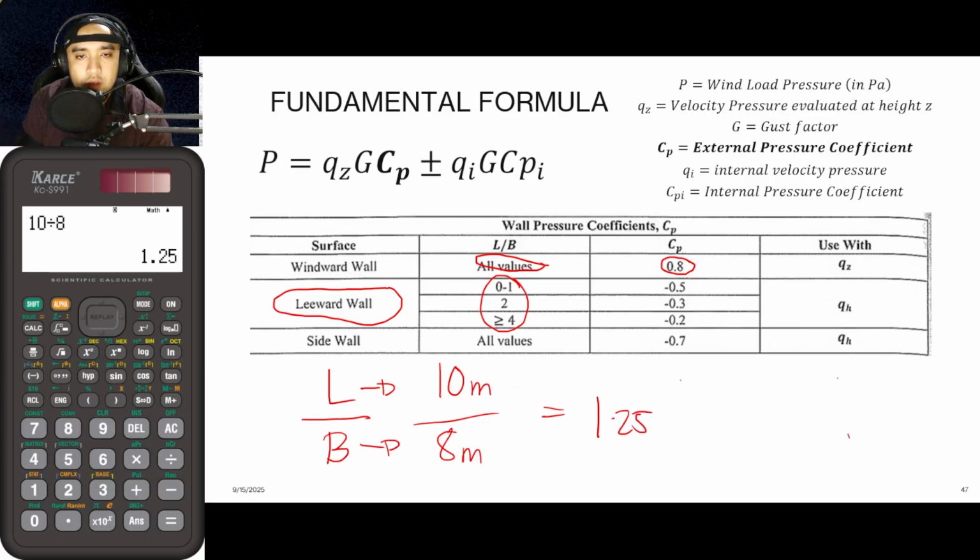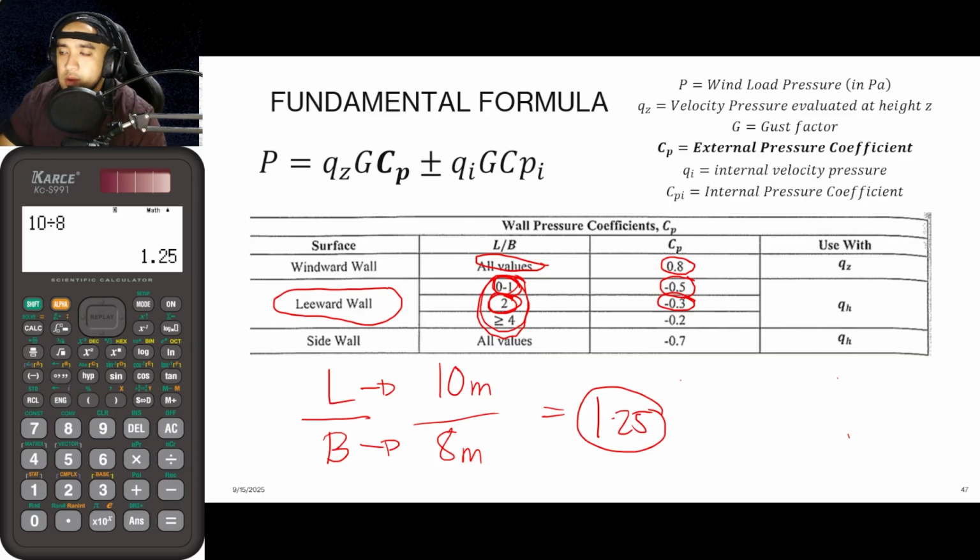As in here, if your ratio is from 0 to 1, you would be making use of negative 0.5. If, let's say, the ratio is 2, you would now be making use of negative 0.3. However, 1.25 is neither 1 nor 2. It is actually somewhere in between. So I think you already know what you would be doing next. What you would be doing next is interpolating them.